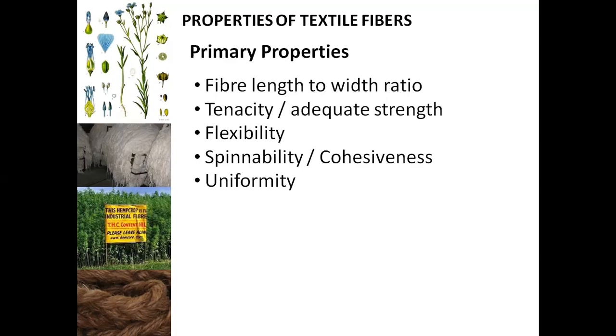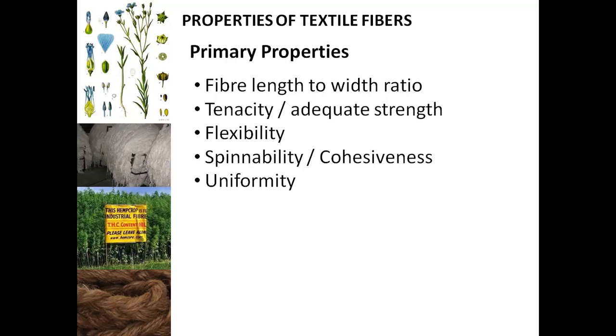Then the next one is spinnability or cohesiveness. Spinnability or cohesiveness is nothing but holding the fibers together by some small twist. If the fiber lacks spinnability or cohesiveness, that is the tendency to cling together, there is no use in making the fiber into a yarn. If you make it into a yarn, it will once again regain its original shape. So if it lacks cohesiveness or spinnability, it cannot be used as a textile fiber.